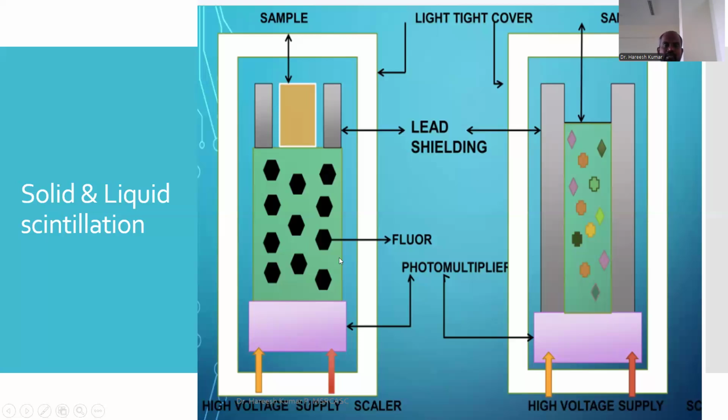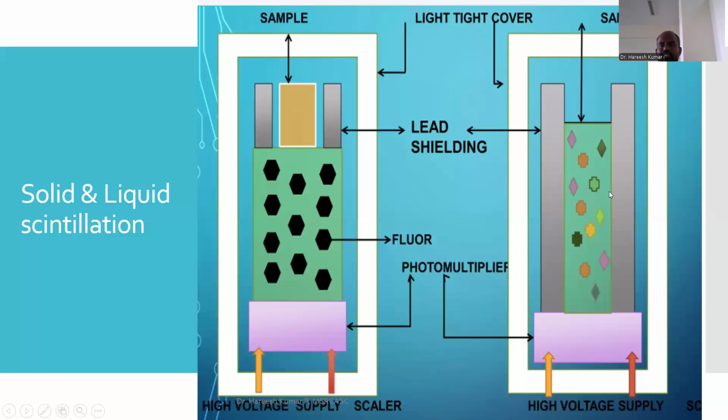This is again the difference between the solid and liquid scintillation. In the solid scintillation, a solid sample is used, and this sample undergoes excitation, emits photons. Those photons are taken by the fluor. Fluor undergoes excitation, emits photon, and that photon is counted by the photomultiplier, and this is seen in the amplifier as a pulse, and it is called a count. That count is directly proportional to the radiations of the radioactive compound.